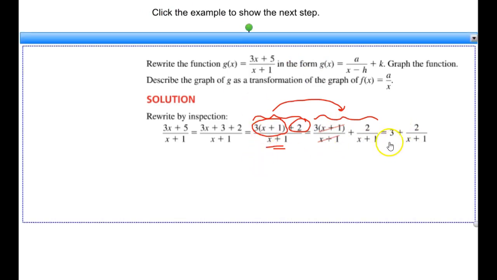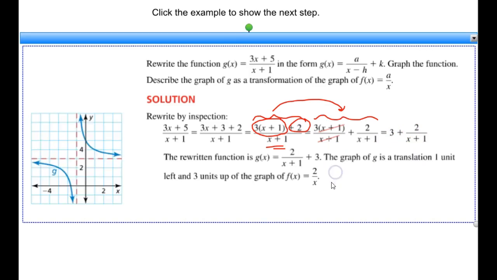So now I have 3 plus 2 over the quantity x plus 1. So now it's rewritten, right? I can just change the order. So I also know that it's a translation 1 unit left and 3 units up of my parent function, which would be 2 over x. And this is approximately what it looks like, right? The biggest thing here when we're graphing these rational functions is to know where my asymptotes go, and then I can draw a rough estimation of the graph from there.